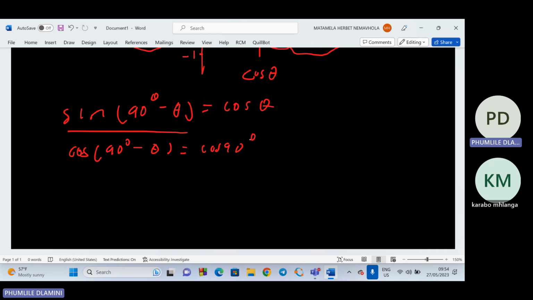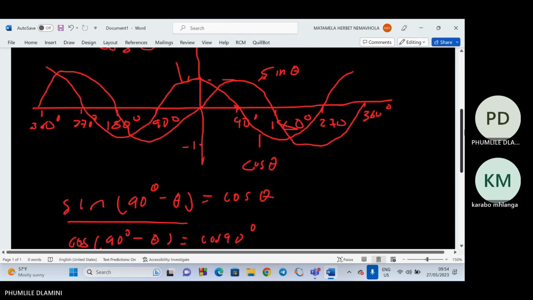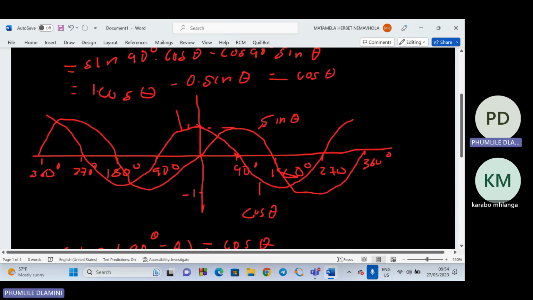Okay, let me go back to the graphs. The graph of sine, you see the way I've drawn them here. This graph here, the first one, which starts at 0, is for sine. So what happens when we plot the graph? If you say sine 0 in your calculator, you're going to find that it is 0. You put a dot here.